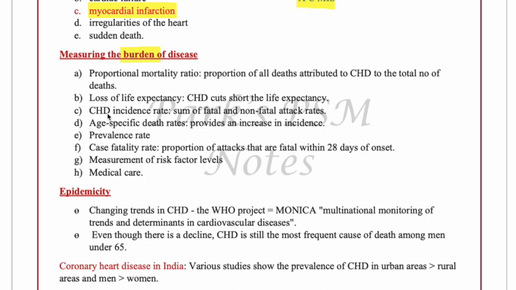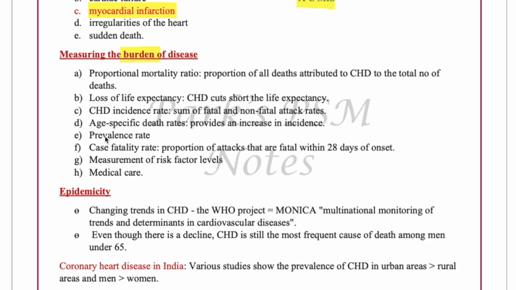Hope everyone knows incidence always refers to the number of new cases only. So, this is the sum of the fatal and non-fatal attack rates. Fourth one is age specific death rates. Nowadays CHD is very common among youngsters also. So, the age specific death rates are used to measure the disease burden, since it provides knowledge about the age-wise increase in the incidence.